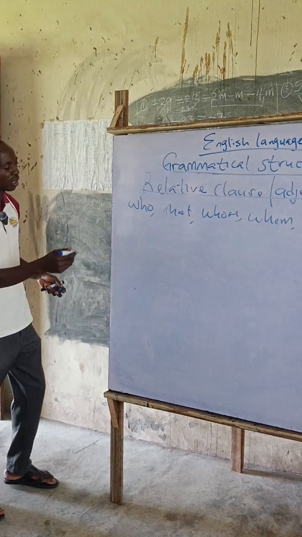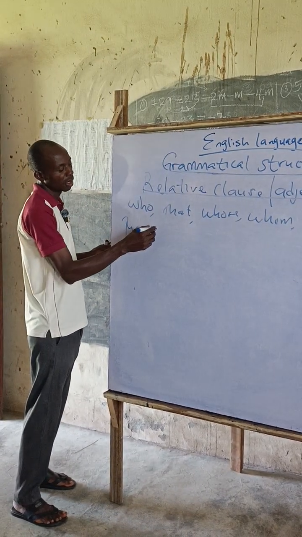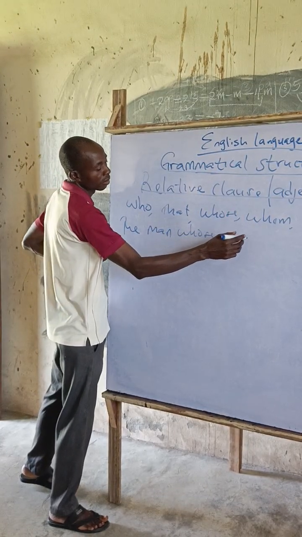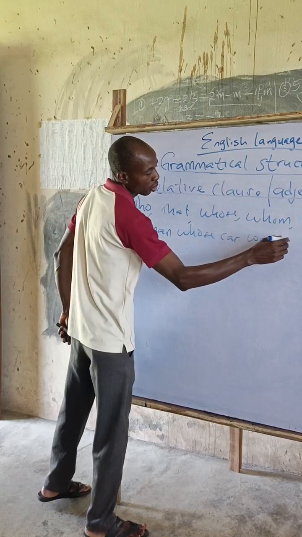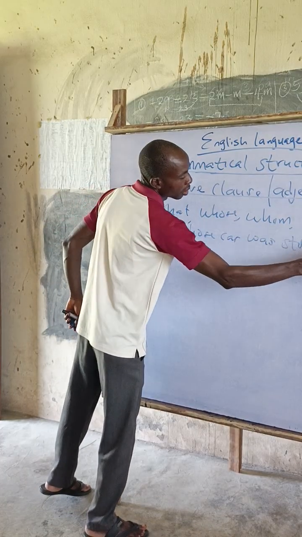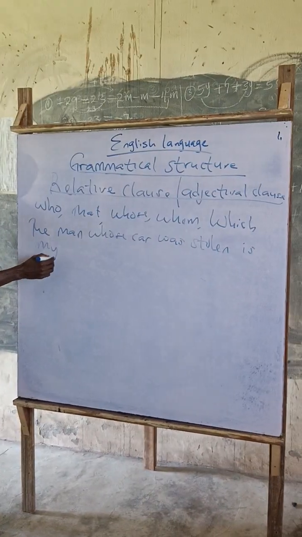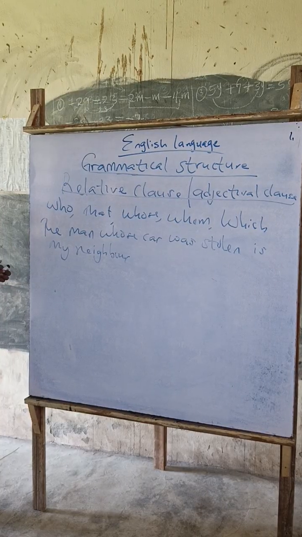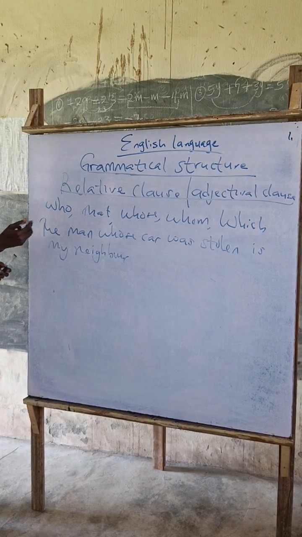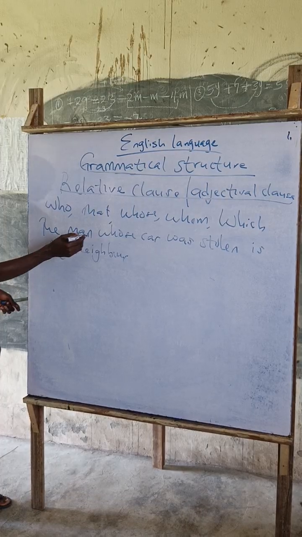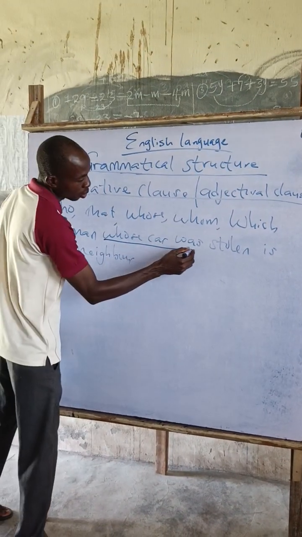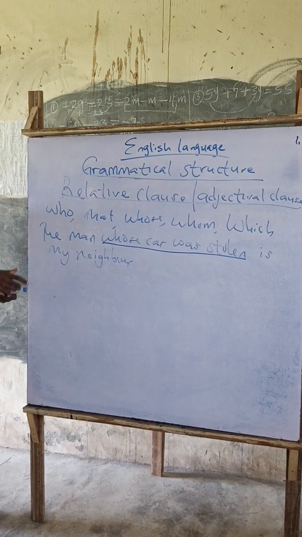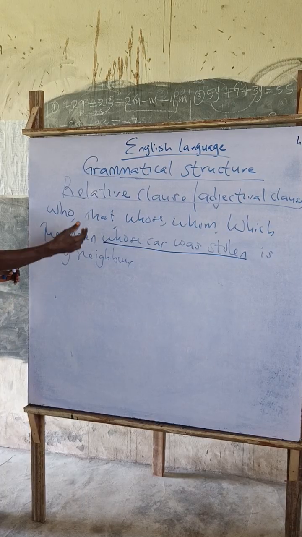And so let me give you one example: the man whose car was stolen is my neighbor. So the man whose car was stolen is my neighbor. In this case, look at it. Under comprehension, from the passage, it will be underlined like this: whose car was stolen will be underlined. And they will now bring it down to probably question G or question H, as the case may be.